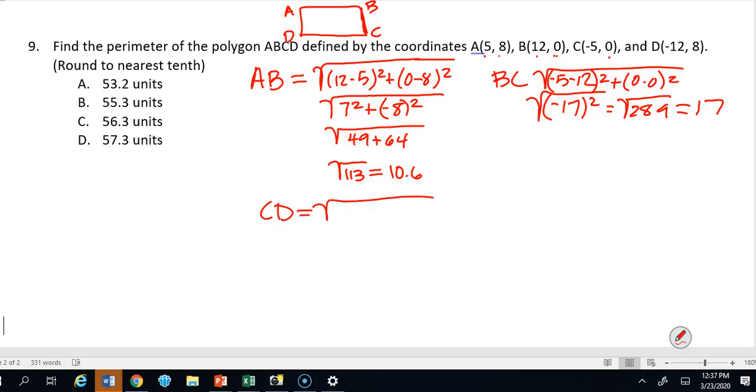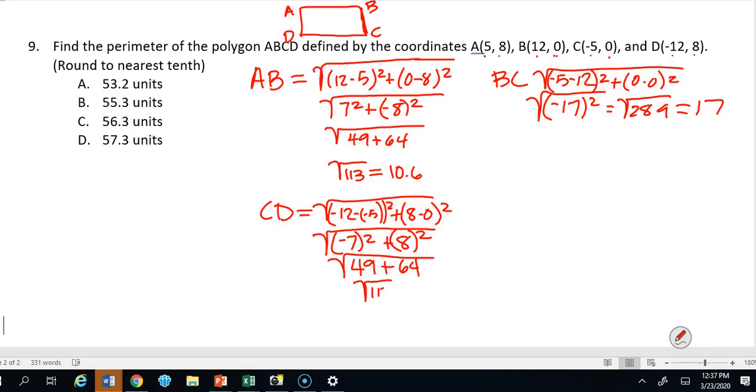So on this one again, we're going to go negative 12 minus a negative 5, and 8 minus 0. So negative 12 minus a negative 5, squared, plus 8 minus 0 squared. So this is going to be negative 7 squared plus 8 squared. It's 49 plus 64 again. That's what we just got above, right? So that was the square root of 113, which is also equal to 10.6.